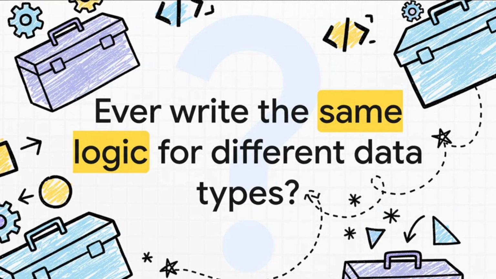So, let me ask you a question. Have you ever been there? You write this perfect piece of logic, you're super proud of it, and then you immediately have to copy, paste, and change it just to handle a string instead of an integer, or a double instead of some custom object. Yeah, it's a super common problem, and it just leads to bloated, repetitive code.